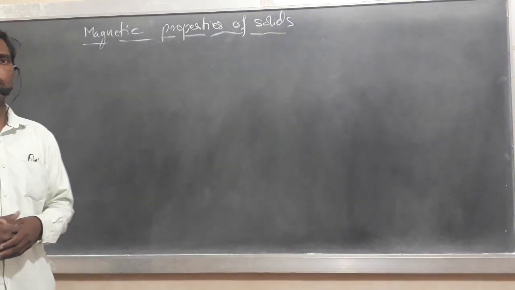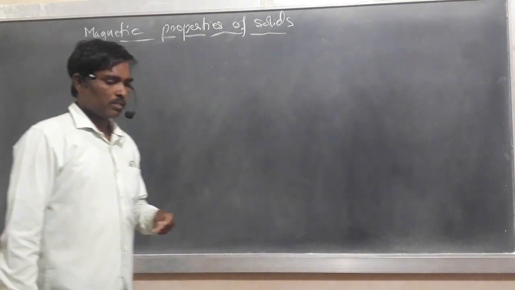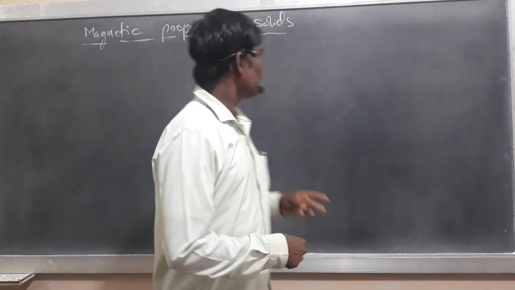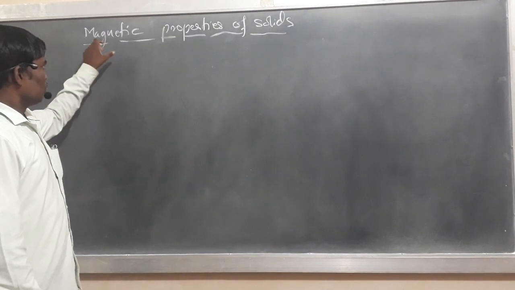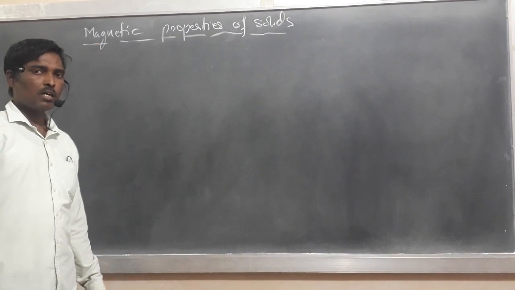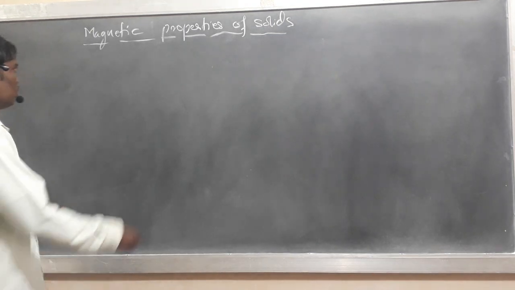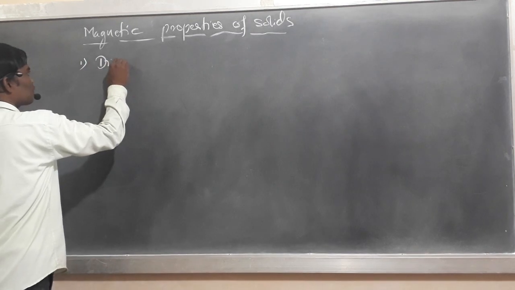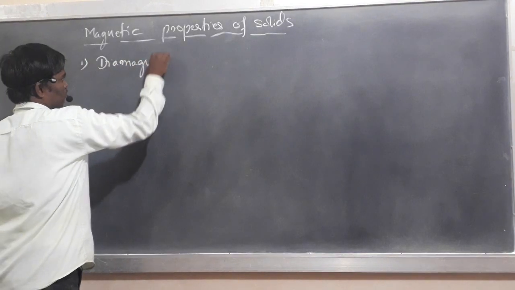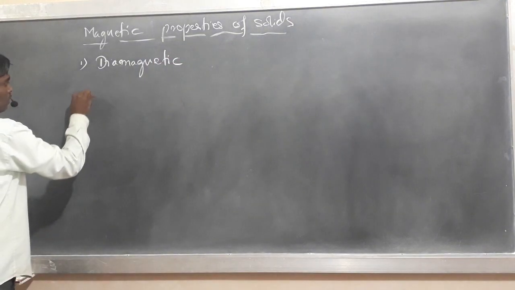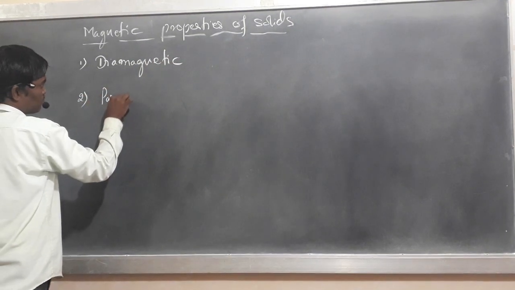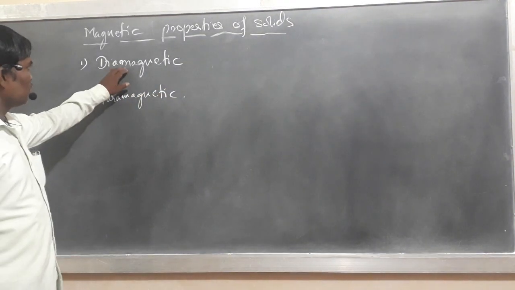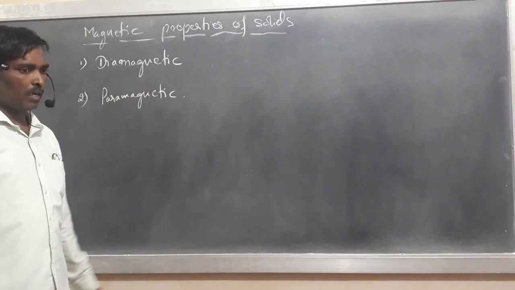Next concept in solid state is the magnetic properties of solids. Here once again the solids are classified based on the magnetic properties. So based on magnetic properties, the solids are classified into 5 types. The 5 types are: one is diamagnetic, second one is paramagnetic. These two properties we already learned, diamagnetic and paramagnetic.